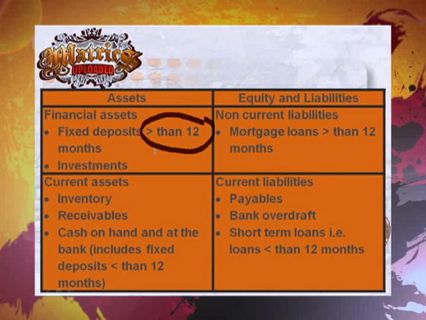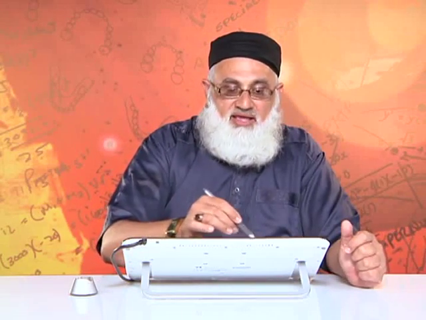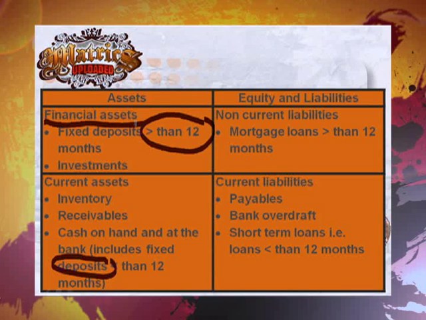Now remember, this will include a fixed deposit that has a maturation period of less than 12 months. So, just to recap for clarity purposes, fixed deposit greater than 12 months under my financial assets, and my fixed deposit with a maturation period of less than 12 months would appear under my cash and cash equivalents.